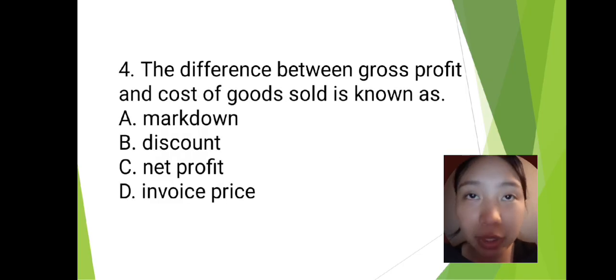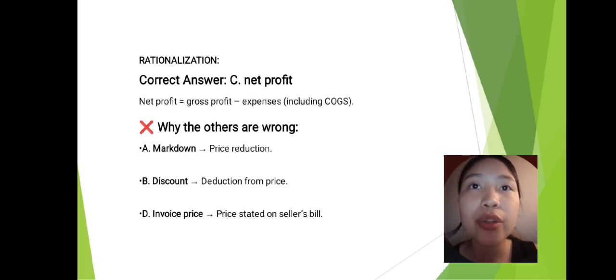Number 4, the difference between gross profit and cost of goods sold is known as A, markdown, B, discount, C, net profit, D, invoice price. So from the word gross profit and cost of goods, so it is net profit. Net profit is equals to gross profit, or the expenses including COGS. Cost of goods.